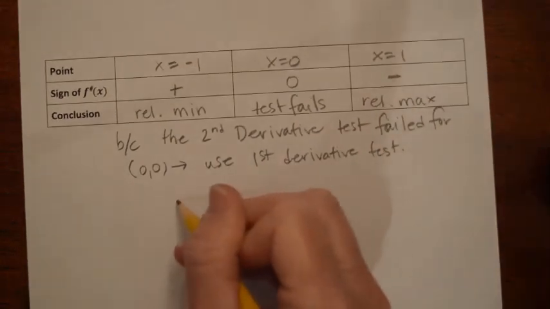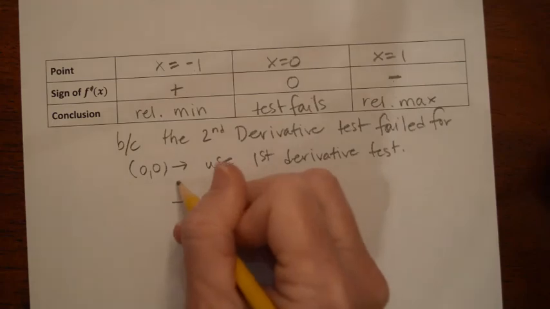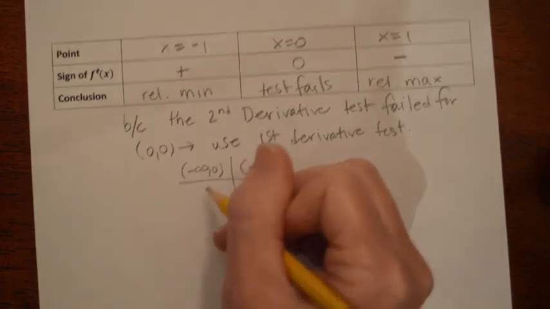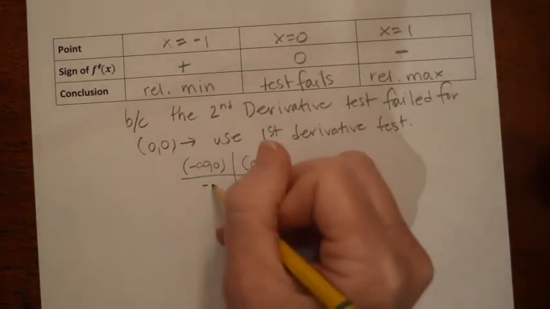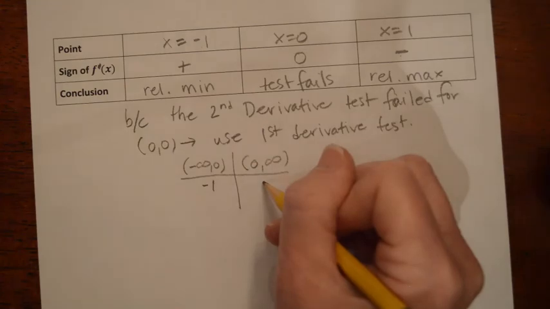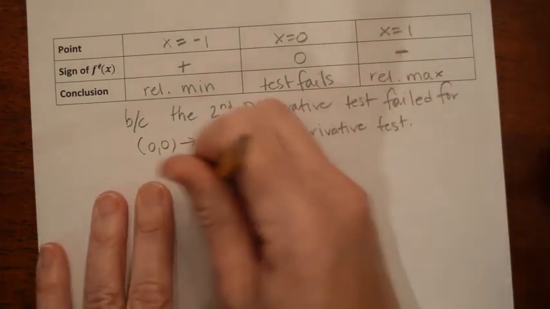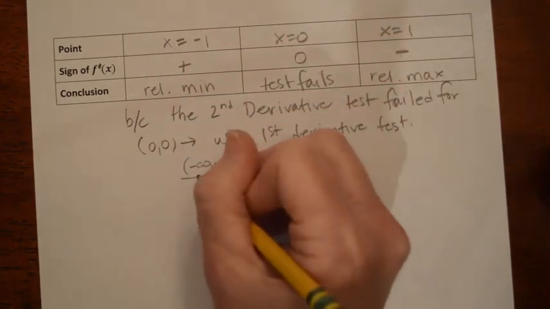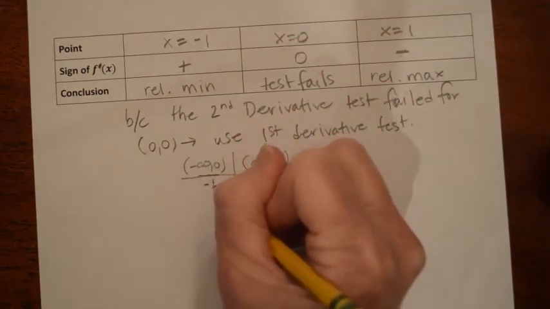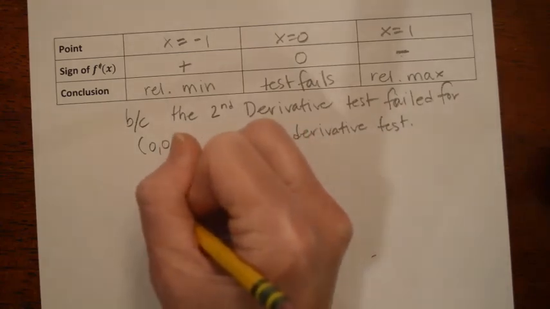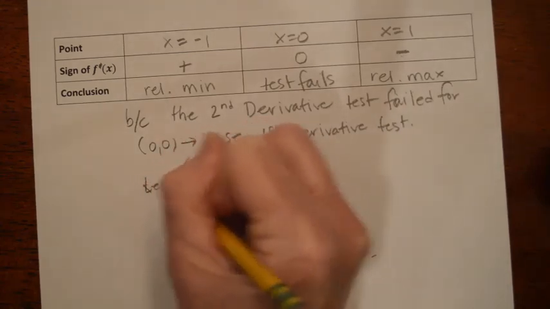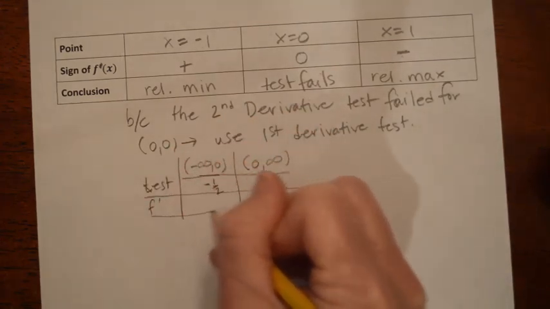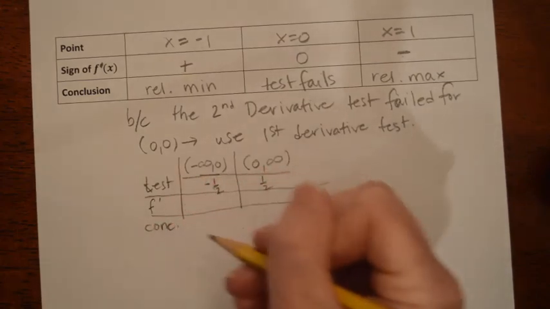And the first derivative test, again, just sets up two intervals, so that's negative infinity to 0 and 0 to infinity, and we pick a test value. I'm going to pick negative, no, I can't pick negative 1. I'm going to pick negative a half. I just want something just to the left of it and just to the right of it. That's our test value. And then I want to use the sign of f prime, and then I'm going to make a conclusion.